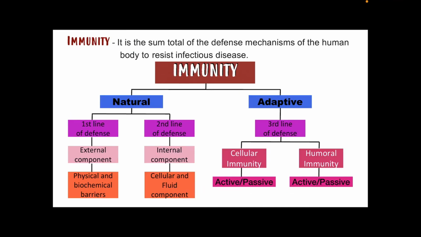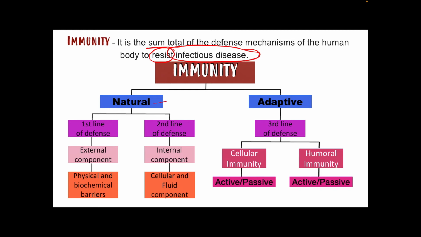Now let us have immunity. By definition, immunity is the sum total of the defense mechanisms of the human body to resist infectious diseases. In other words, immunity is the condition of being resistant to infection. So it reflects how the body's immune defenses interact to protect us from invading pathogens that cause infectious diseases. And for the types of immunity, we have natural and adaptive.